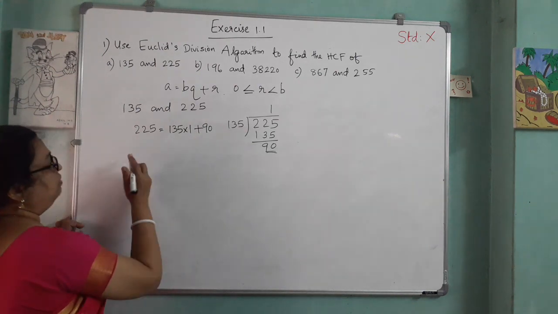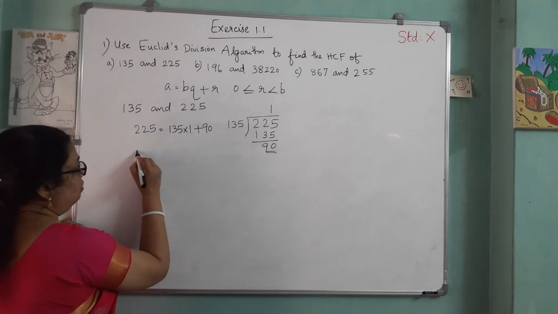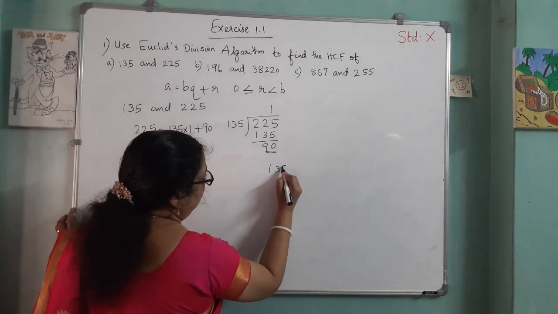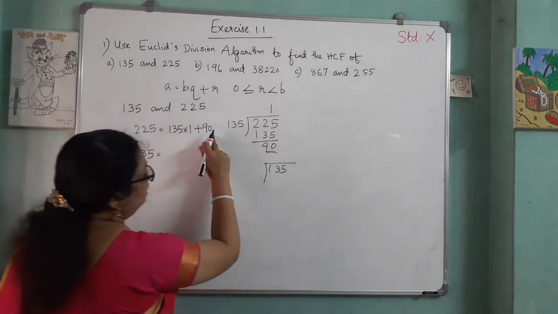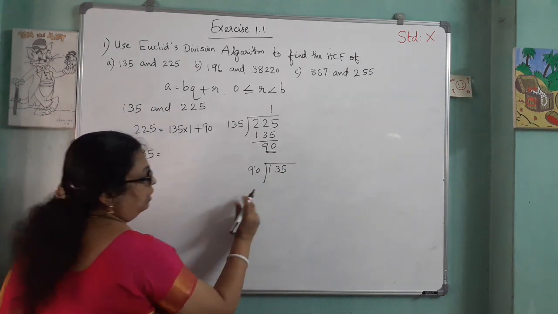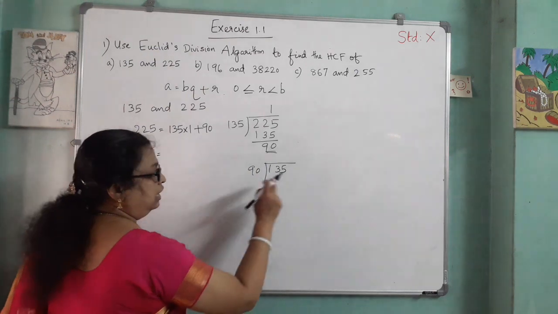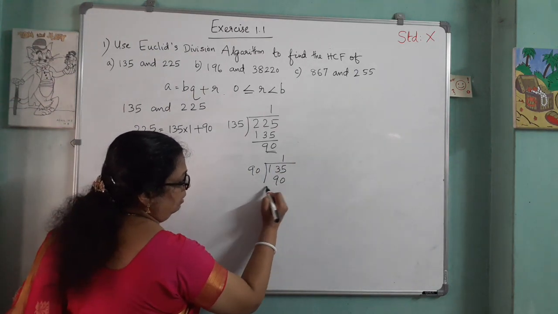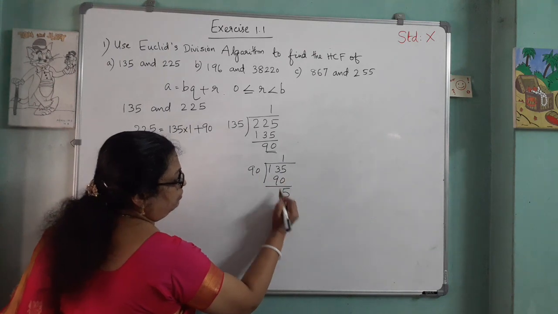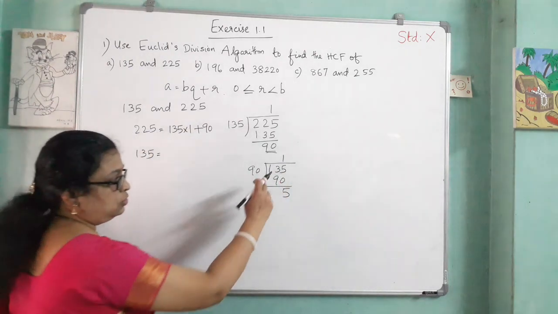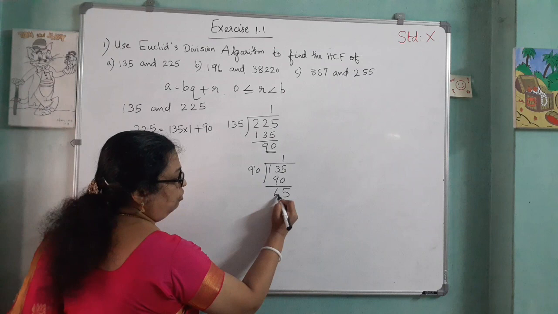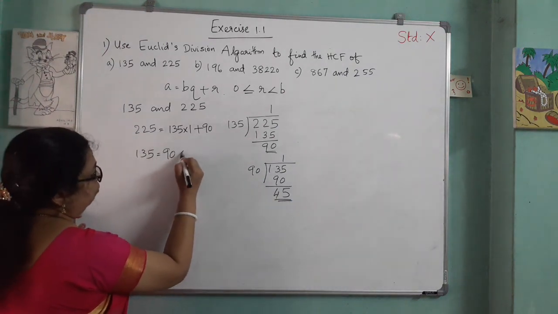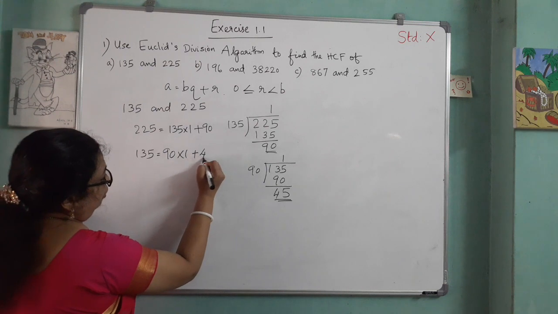So again we divide. The next dividend is 135. So again we divide 135 by this 90. Then 90 into 1, 90. 90 into 2, 180. So only one time it goes. 5 minus 0, 5. 3 minus 9 not possible, so borrowing. 13 minus 9, 4. So this can be written as 90 into 1 plus 45.